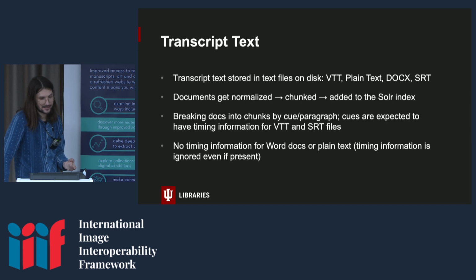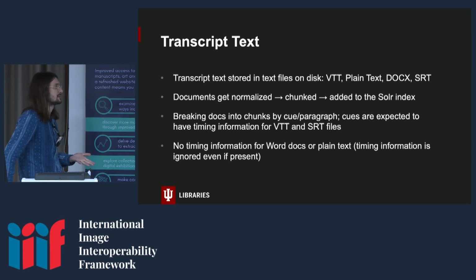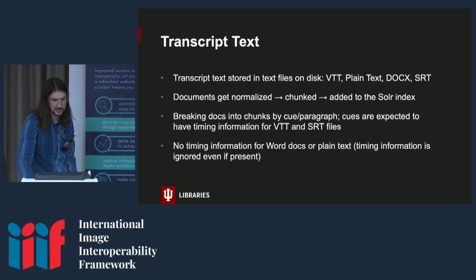For every document that goes in, the new standard is that we normalize everything, removing new lines or other things for encoding. We chunk it up into a series of paragraphs within the Solr index, which we can then query based on any media file. We do the chunking by timing information if it's available. For VTT and SRT, we would expect that. For Word documents and plain text files, we just ignore it if it's present. In the future, we'd like to add that back in. But right now, if you want to use timed text functionality, you're going to need to upload an SRT or a VTT file.